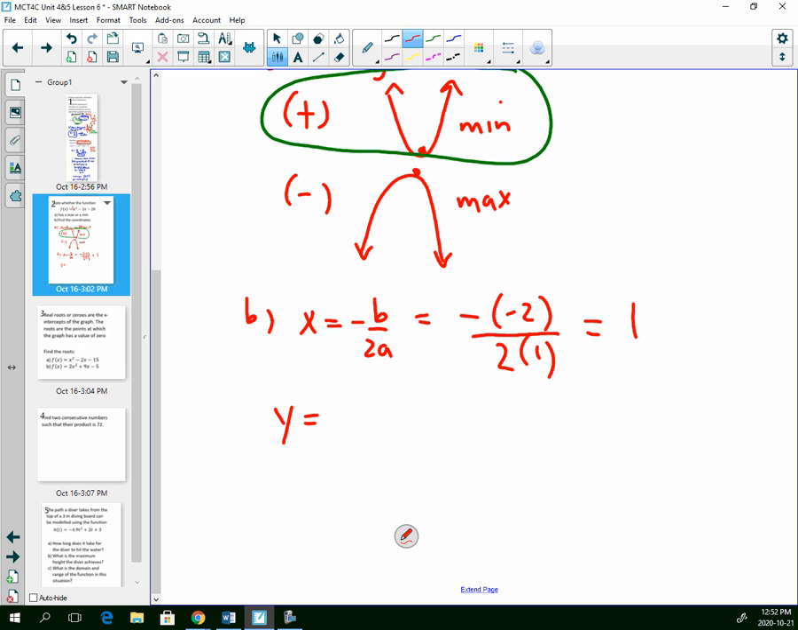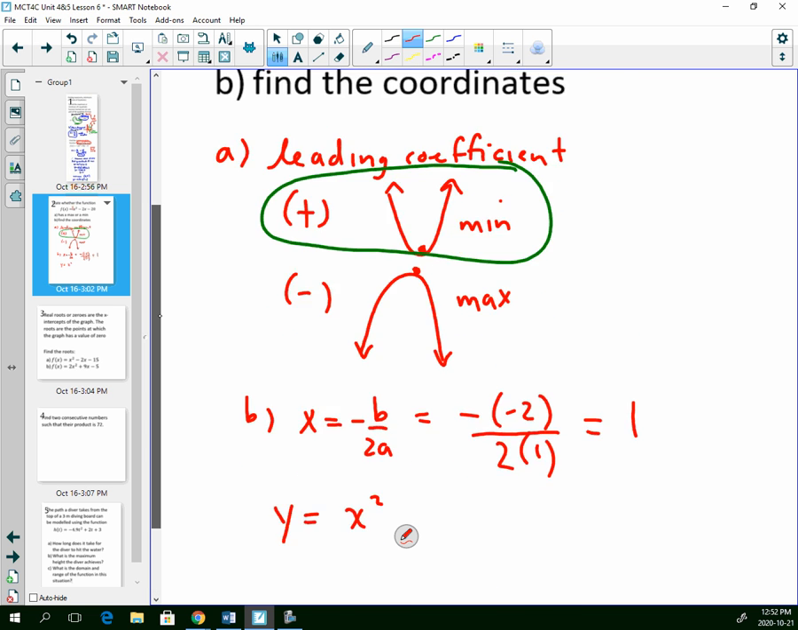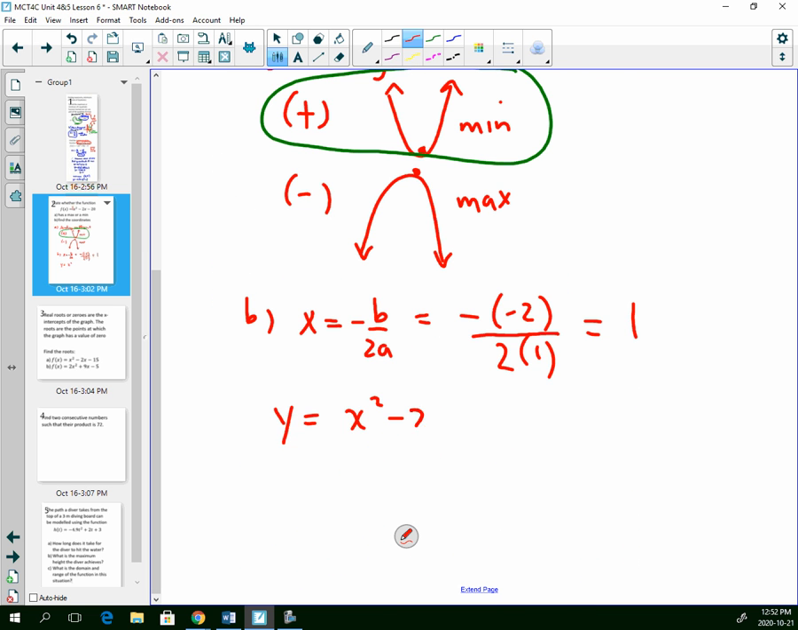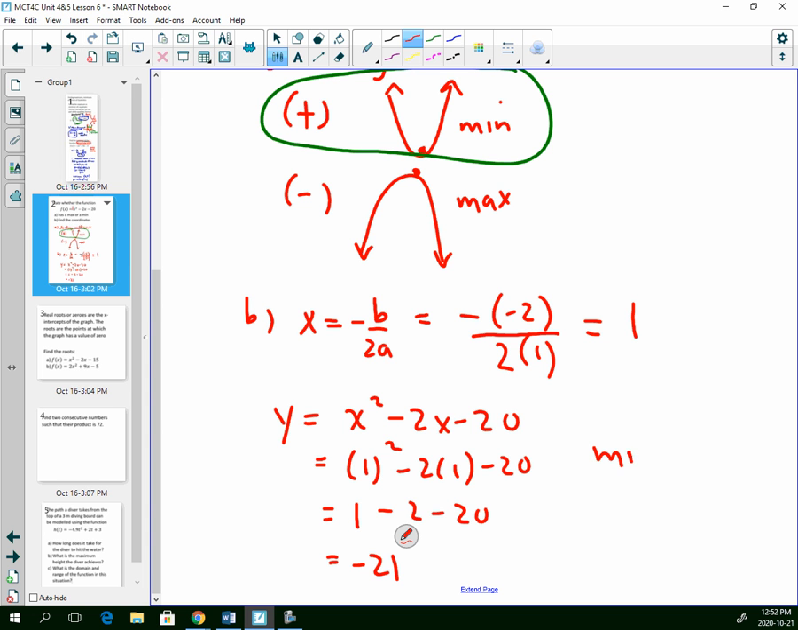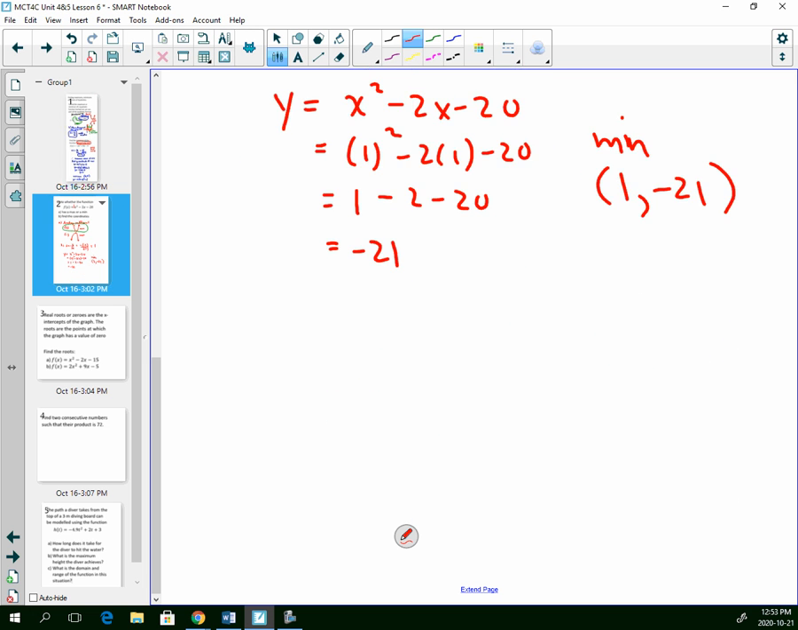So my vertex or minimum occurs at x equals 1, and then I'll just put that back into the equation of the quadratic, which was x squared -2x minus 20. So -21. So the minimum occurs at x = 1, and the y value is -21. And if I were to put it in vertex form, it would be y equals 1 times (x minus 1) squared minus 21.